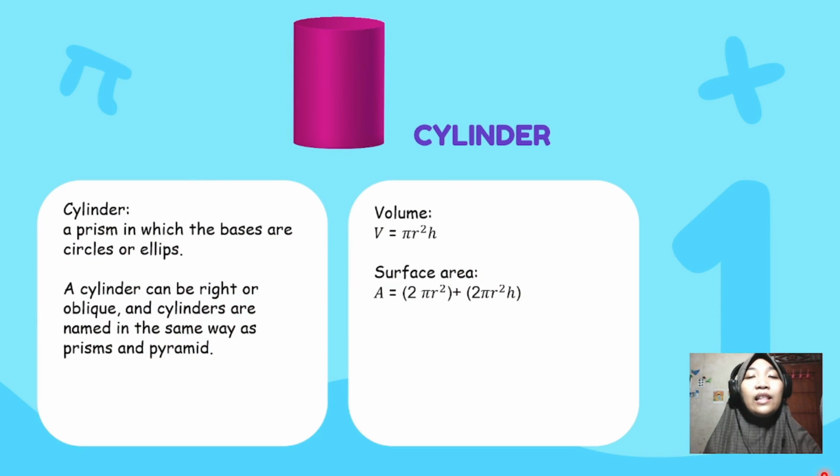Next is cylinder. Cylinder is a prism in which the bases are circles or ellipses. A cylinder can be right or oblique, and cylinders are named in the same way as prism and pyramid. The formula for the volume of a cylinder is pi times r squared times h. And then the formula for the surface area of a cylinder is 2 times pi times r squared, plus 2 times pi times r times h.